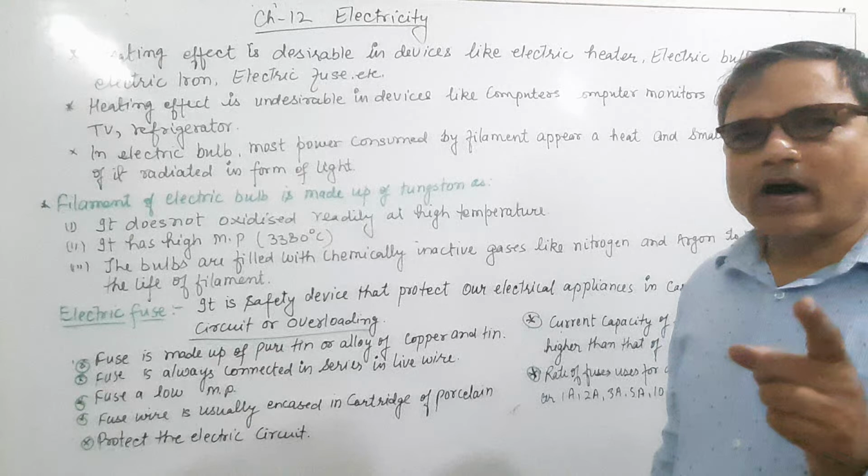The current capacity of the fuse wire should be slightly higher than the appliance's current. Automatically, it should be higher than the appliance. Rating of fuse wire for domestic use: generally, we use 1 ampere, 2 ampere, 3 ampere, 5 ampere, and 10 ampere. If we are using a fuse of capacity 3 ampere and 4 ampere current is passed, then automatically the circuit will break. If we are using a 2 ampere fuse and the current goes above 2, then the fuse will break.